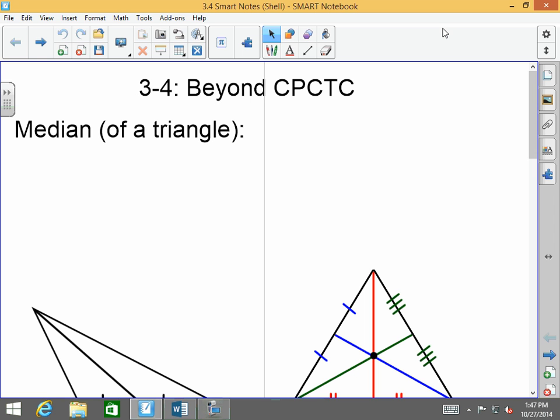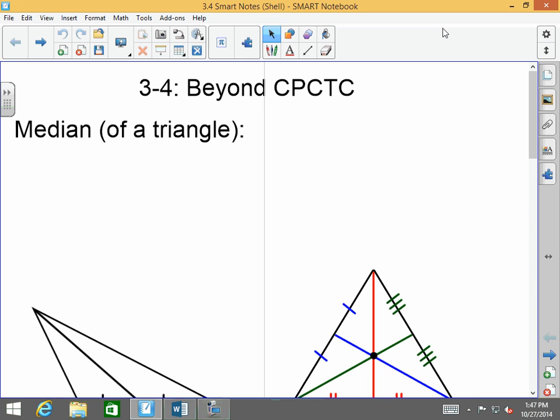Welcome back to Mr. Morrow's Honors Geometry class. Today we're going to literally go beyond CPCTC. We're going to go beyond corresponding parts of congruent triangles are congruent. And before we could do that, I'm going to have to teach you two little things that are very useful and also very important in geometry.